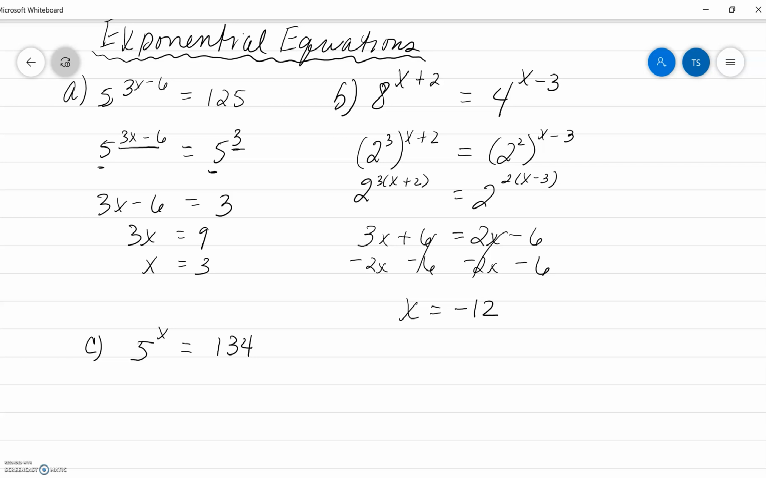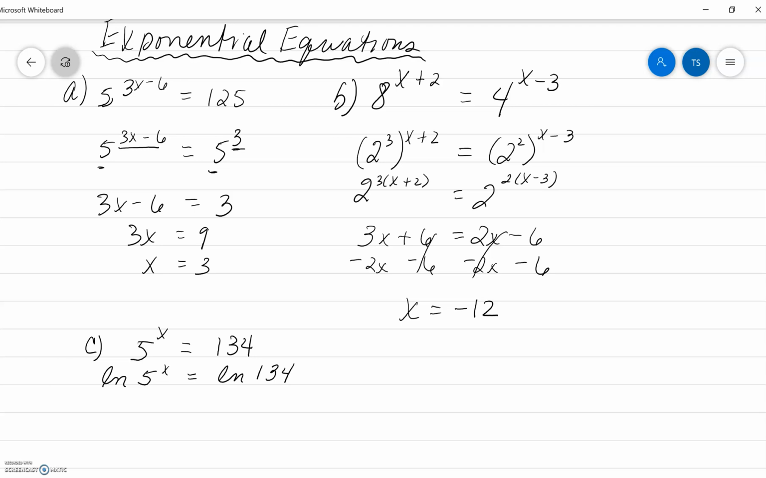Now, it doesn't matter if you use natural log or common log, but those are the two you want to stick with because you're going to use your calculator. So I'm going to use a natural log. So that just means I'm going to take the log of both sides. It's like another operation. The natural log of 5 to the x is going to equal the natural log of 134. You will get the same answer whether you use a natural log or a common log.